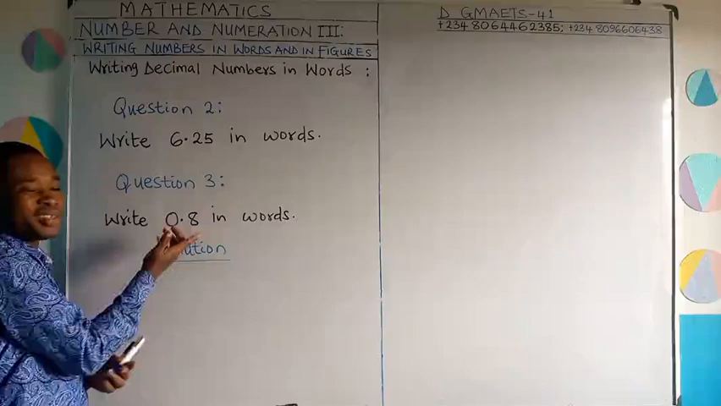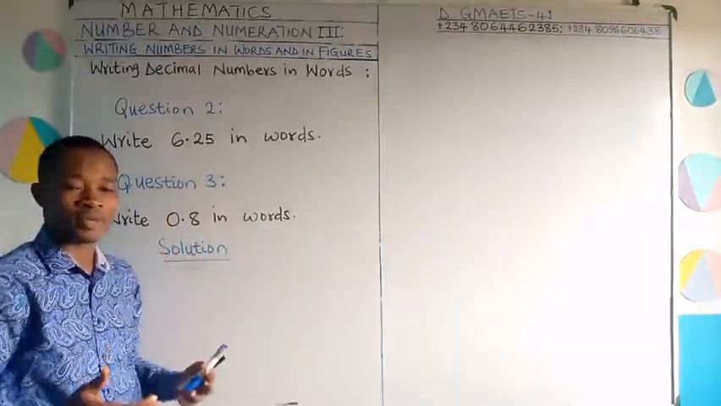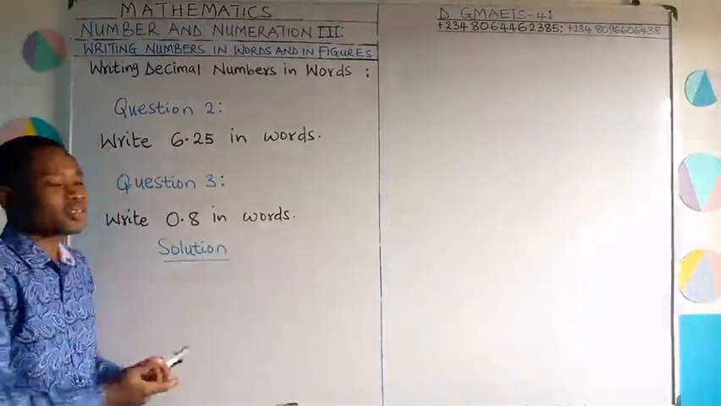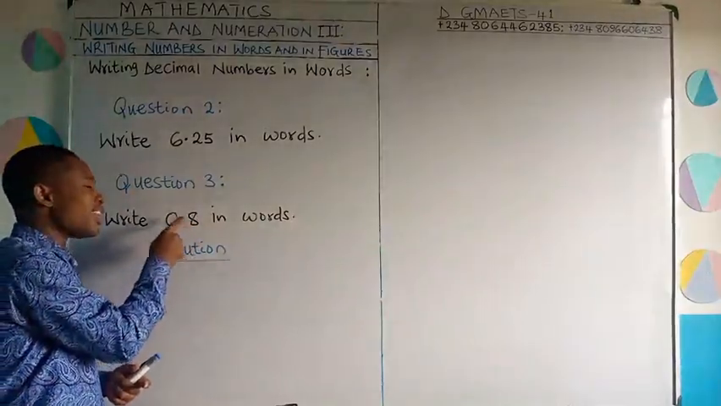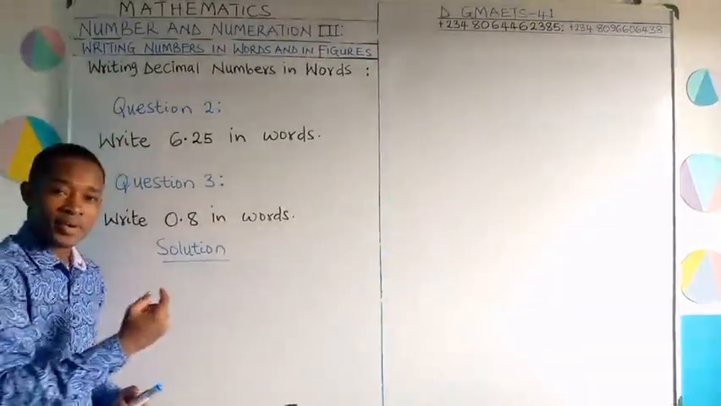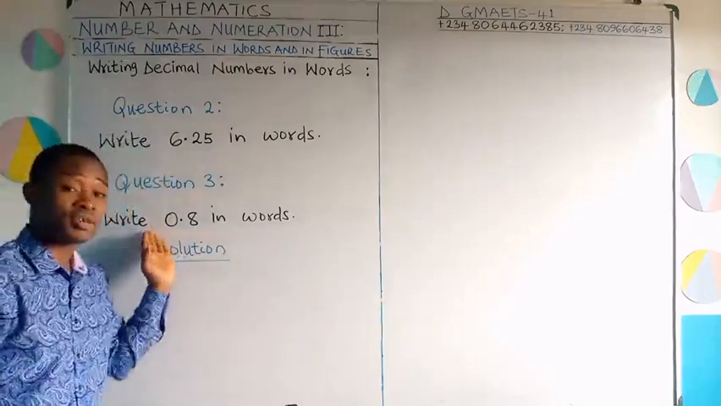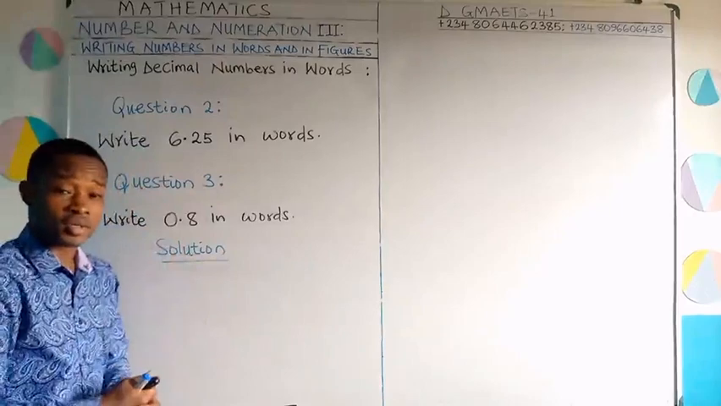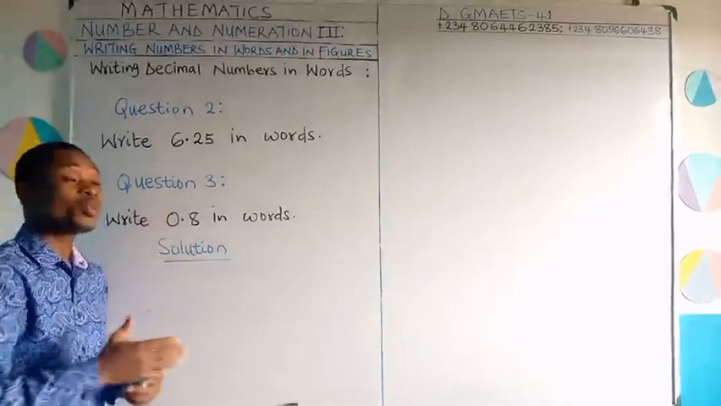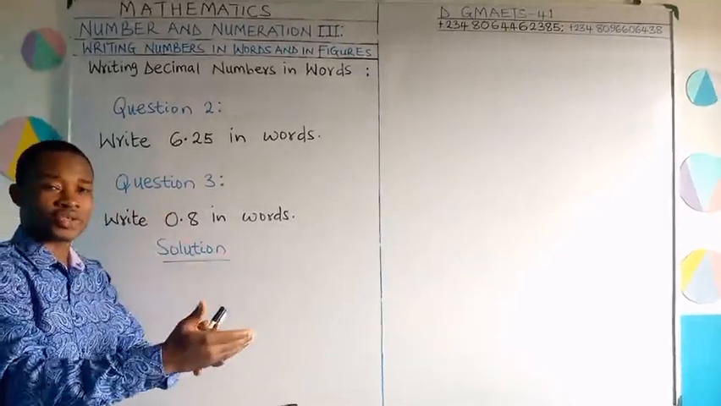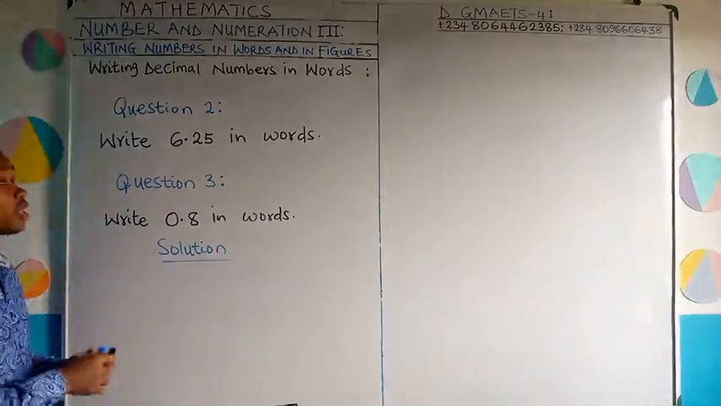Coming to question number 3, this is just 0.8. The whole number part is 0. Ordinarily, you don't pronounce it. But if you just want to pronounce it, this 8 is in tenths. So this is simply 0 and 8 tenths. But the thing is, we don't pronounce 0 in this case when we are writing it in words. Therefore, you can just drop that 0 and this 0.8 in words will simply be 8 tenths. Does that make sense?